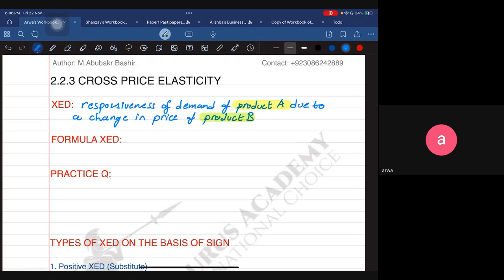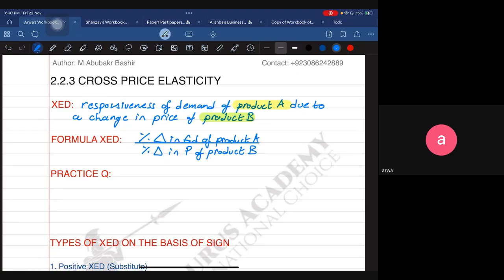Formula. I think the formula for this one was the percentage change in quantity demanded of one product divided by the percentage change in price of the other product, right? Yes. Percentage change in quantity demanded of product A due to the percentage change in price of product B.